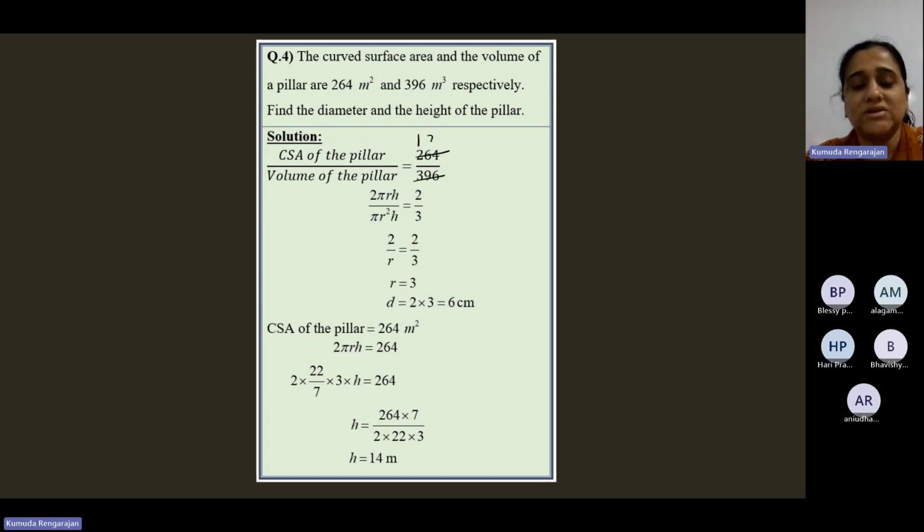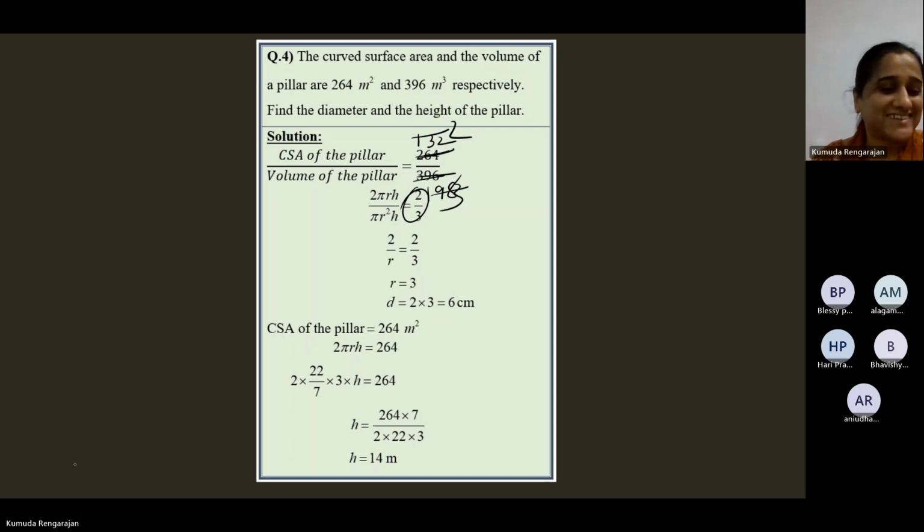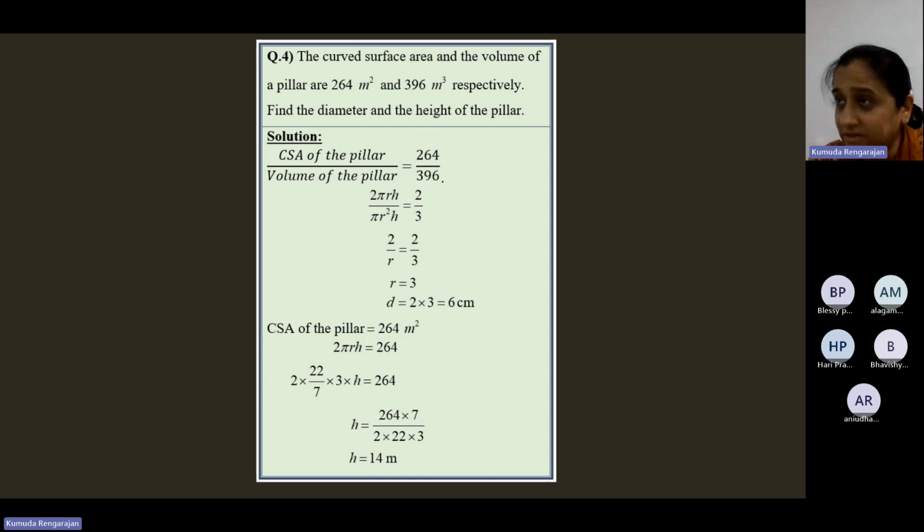You will start simplifying the tables of 2. So 2 1s are 2, 2 2s are 4, 2 3s are 6, 2 9s are 18. So like this you keep doing. You don't look at this 2/3 and put some tables for 2/3. No, don't do that. Please don't do that. Please simplify and then see that you get 2/3. Okay. We already know. Now we cross multiply and we find the value of R3.